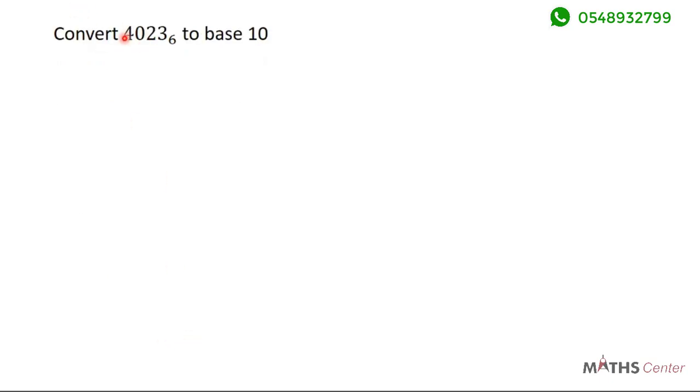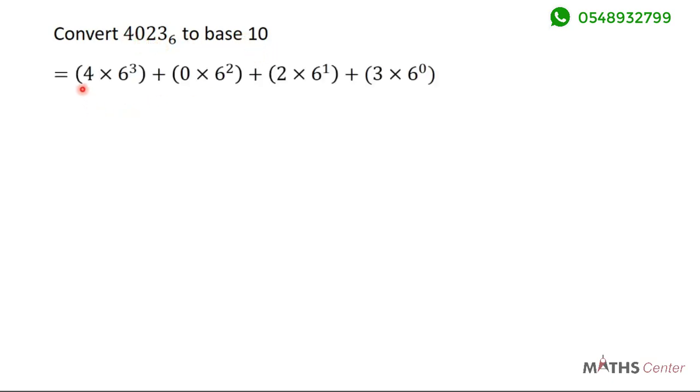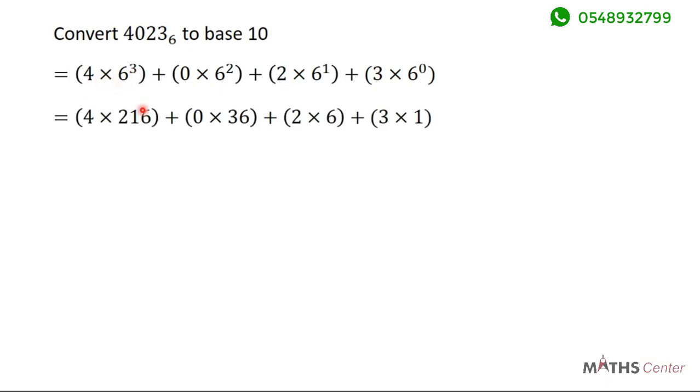Next, you convert 4023 base 6 to base 10. In converting it to base 10, we multiply each digit with the base. So 4 times 6, 0 times 6, 2 times 6, 3 times 6. Then you order the powers: 0, 1, 2, 3. 4 times 6 exponent 3, where 6 cubed is 216. 0 times 6 exponent 2, where 6 squared is 36. 2 times 6 exponent 1, which is 6, plus 3 times 6 exponent 0, which is 1.